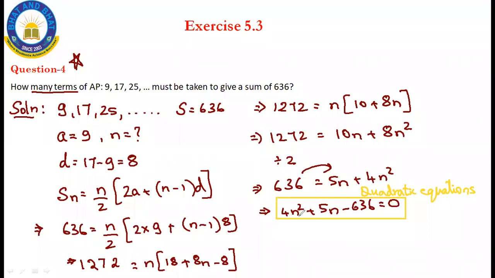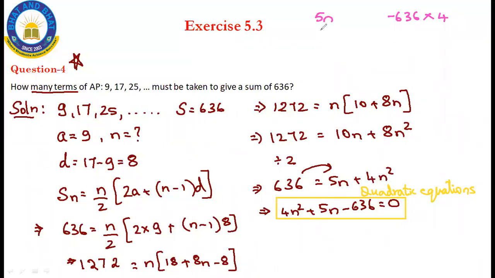Yes, we have to factorize. That means splitting the middle term and then factorizing. So let us take the middle term. I'll write the middle term here, 5n, and I have to take the extreme terms, that is minus 636 and 4. That means I have to multiply the extreme terms.